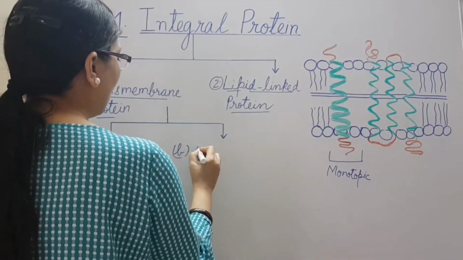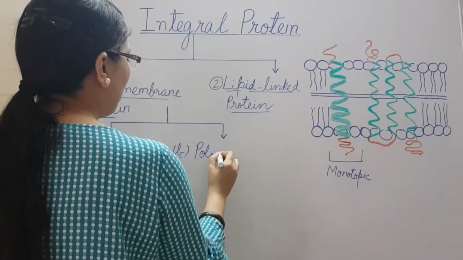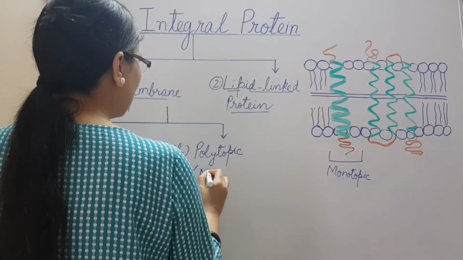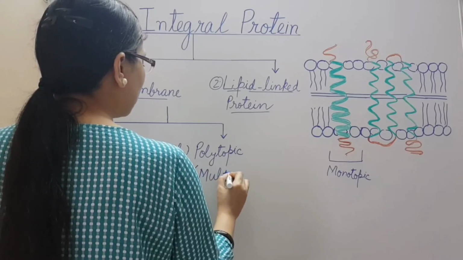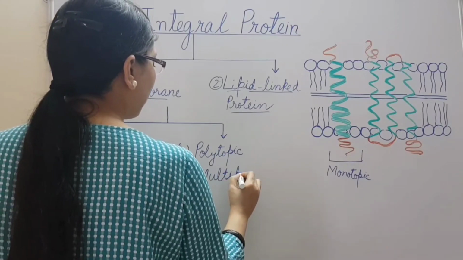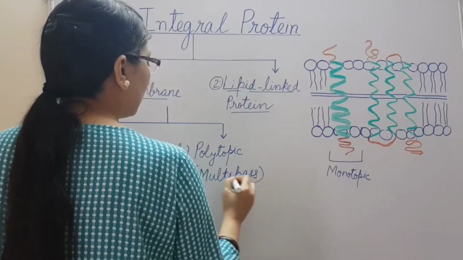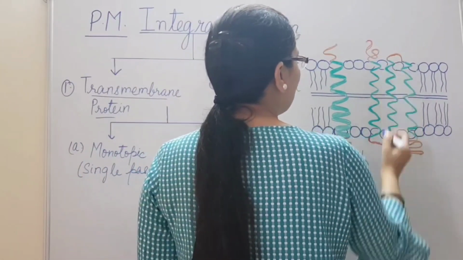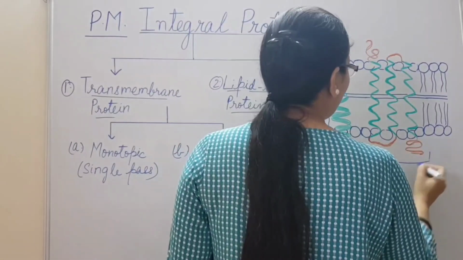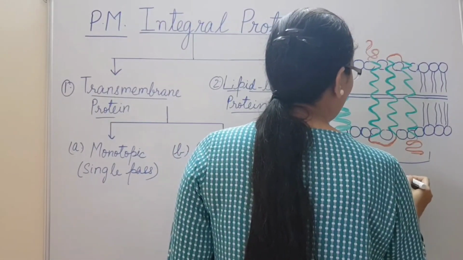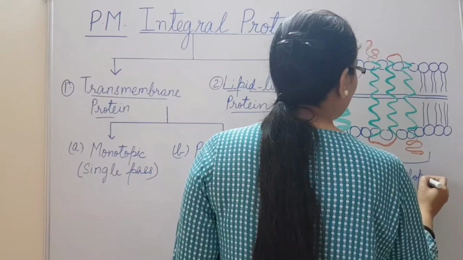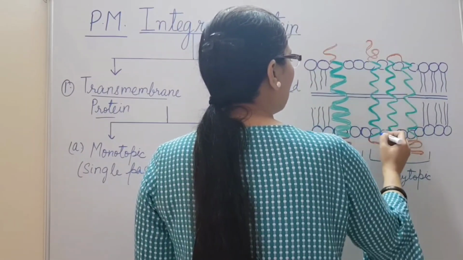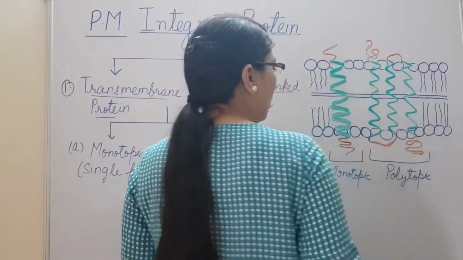Second is polytopic transmembrane protein, also known as multipass. These span the membrane more than once. This is polytopic transmembrane protein. It is spanning the membrane, or it crosses the membrane more than once.